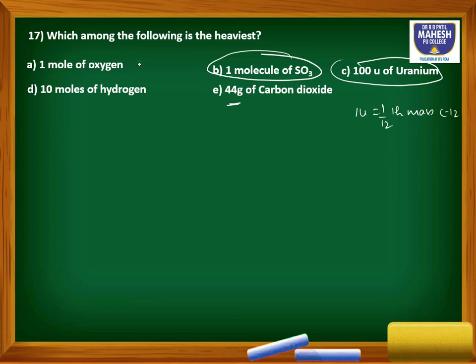1 mole of oxygen means O2, that means 32 grams. 1 mole of hydrogen means 2 grams. 10 moles means 20 grams. So we are left with 44 gram, which is the correct answer, carbon dioxide. So once again, if you know the concept and if you know how to apply the logic, you will end up with the answer.